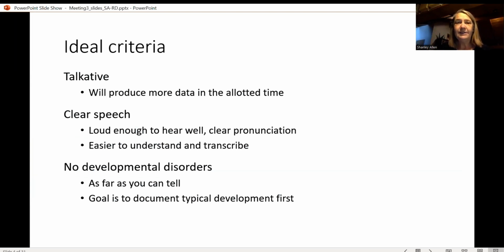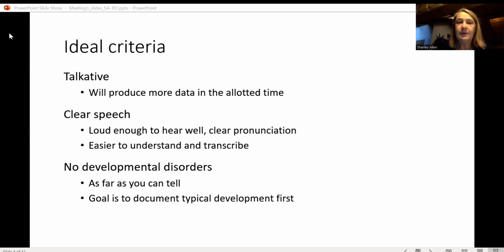So the ideal criteria for children I've listed here. One very important criterion is that the children are talkative, that they'll produce enough data in the allotted time that you have something to analyze. So this is not to say that talkative children are any better or worse than shy children. It's simply that the goal of your project is to get a lot of data in a limited amount of time, and our experience is that talkative children tend to produce more data.